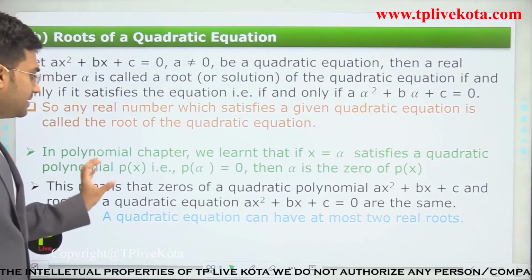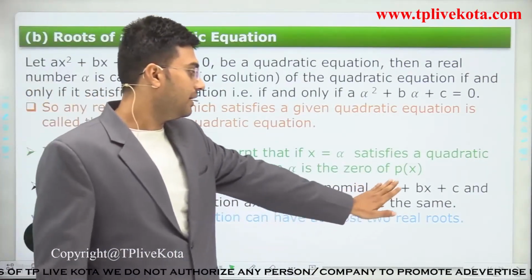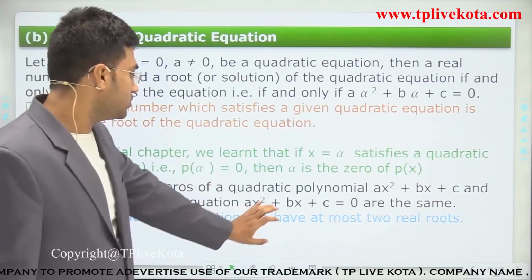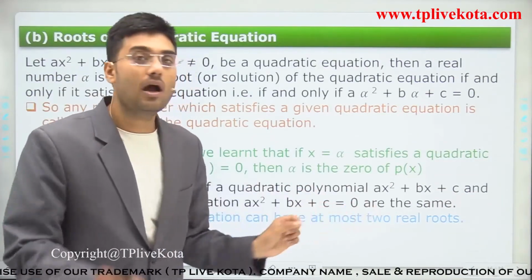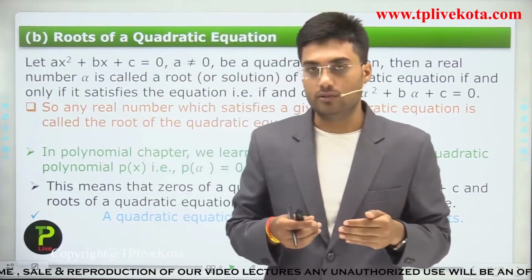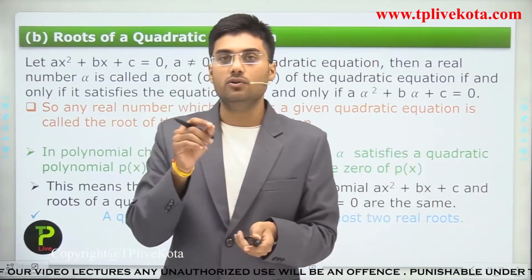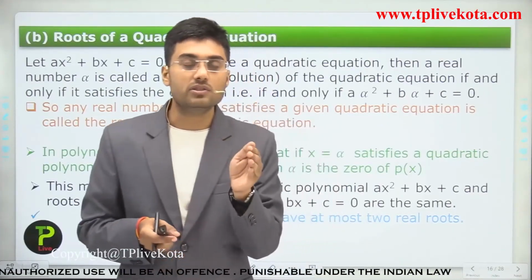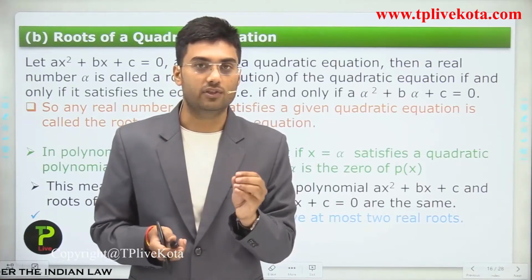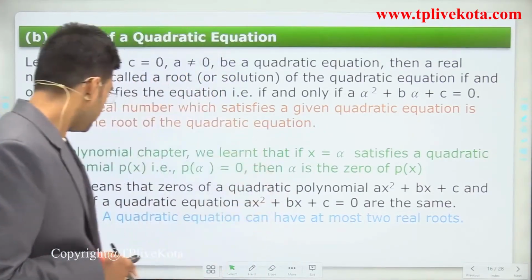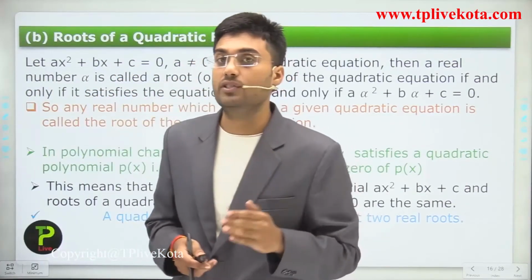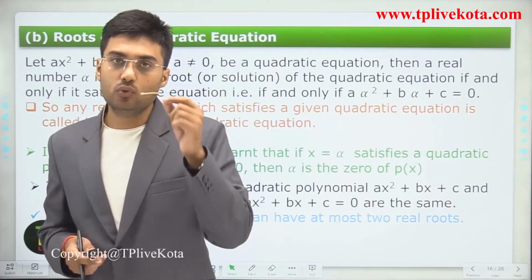And this means that the zeros of the quadratic polynomial ax square plus bx plus c and the roots of the quadratic equation ax square plus bx plus c equal to 0 are the same. Don't be confused between zeros and roots. There is a difference: zeros are defined for polynomials particularly, and roots are defined for equations. Clear? Now, a quadratic equation can have at most two real roots.